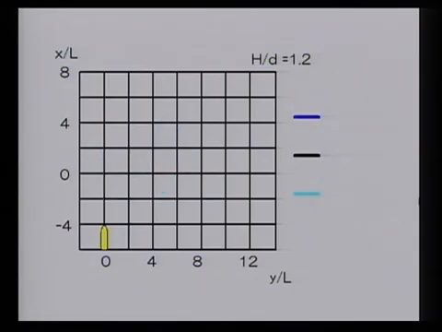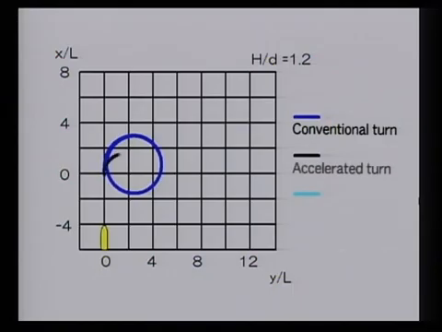When the ratio of water depth to draft is 1.2, the turning tracks are as seen here. This is a conventional turn, here is an accelerating turn, and this is a coasting turn.